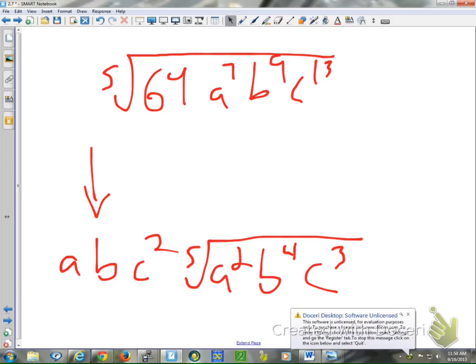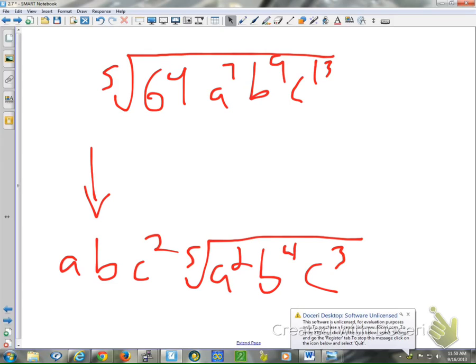We took out 5 A's. We're left with 2 inside. We took out 5 B's. We're left with 4 inside. And we took out 10 C's. And we're left with 3 inside. Awesome. All we have to do now is the 64.